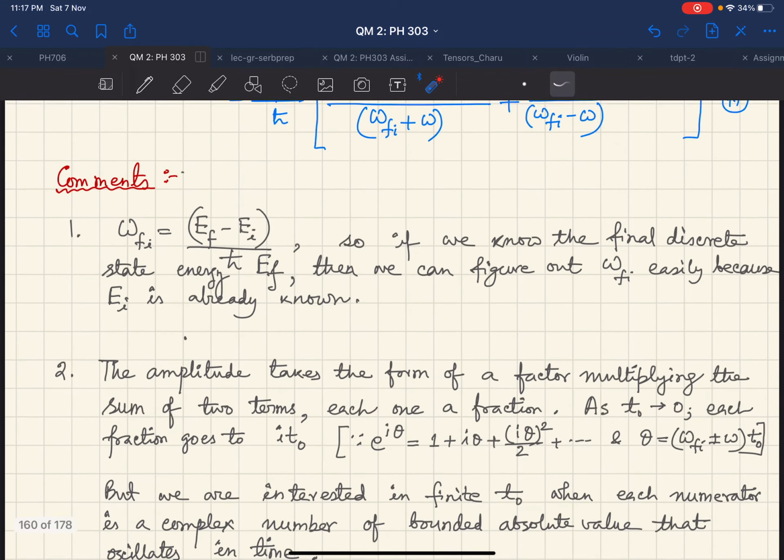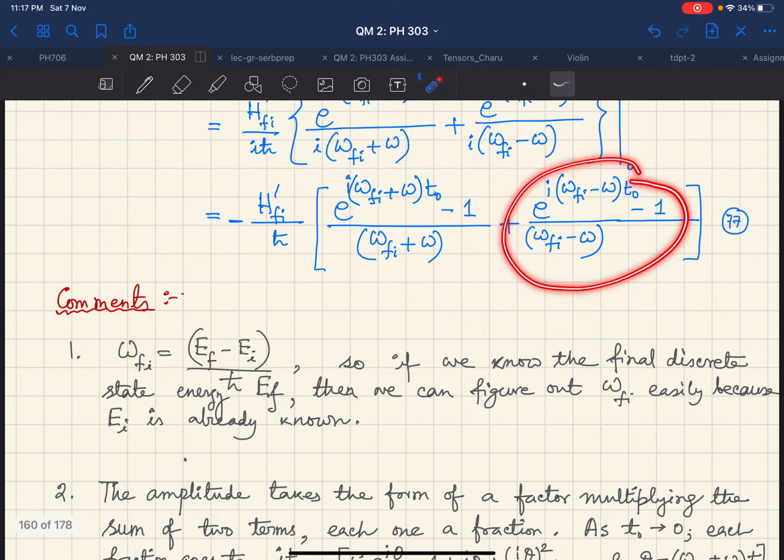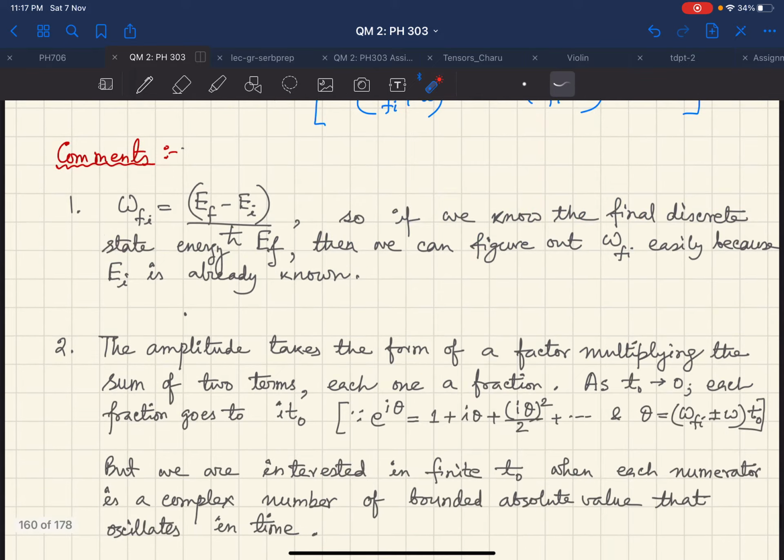Now when I say that the second term is relevant, that means my omega Fi minus omega is very close to 0, then there is no importance of the first term.